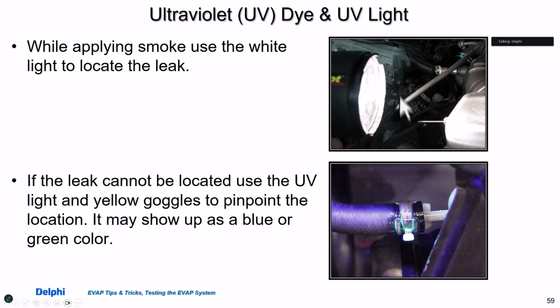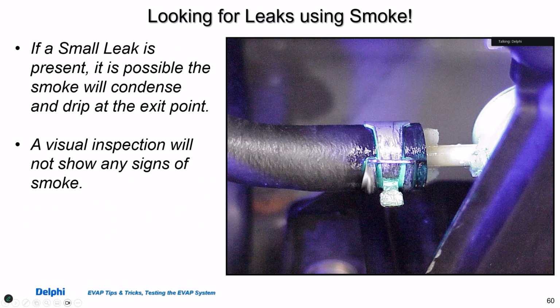Now, here's the white light. Here's what happens when the dye puddles. Okay? You can see the greenish color. That's basically a leak at that point. The smoke isn't there, but the way the leak is, the liquid is coming out as a liquid. So you've got to be aware of that. Okay? You don't always see the smoke.